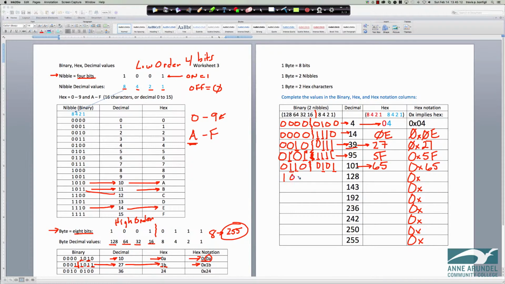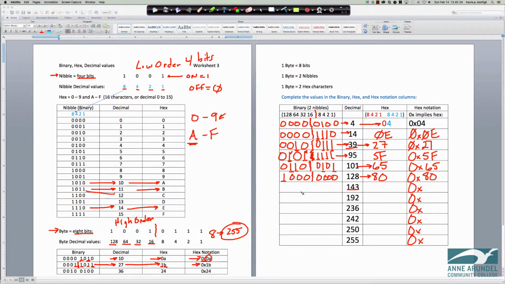128, this is a good easy one here. 1, 2, 3, 4. Because remember, the first bit position has a value of 128, or the high order bit, the leftmost bit. So then what do we have here? We've got 8 and 0. So 128 is 80. 128 in decimal is 80 in hexadecimal.